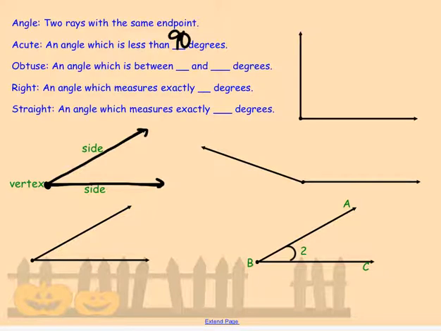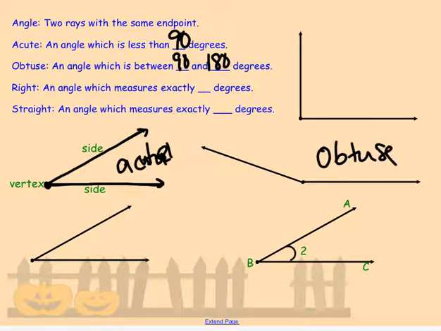Obtuse is an angle which is between 90 and 180. All right, can't be 90, can't be 180, it has to be somewhere in between. So if this is an acute angle, and this is obtuse. Okay, this one is less than 90, this one is over 90, but under 180.